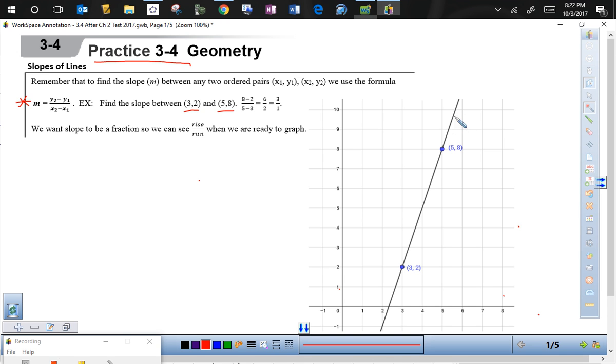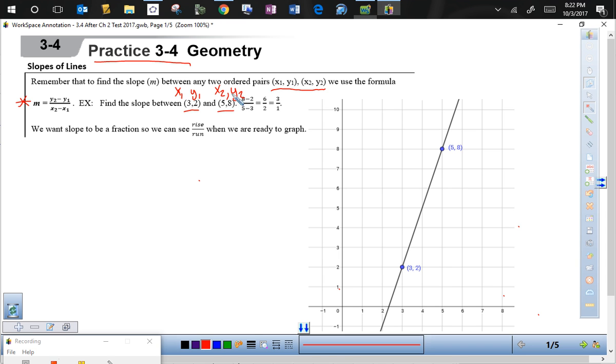If we're talking about this formula, the y2 and the y1, the x2 and x1, represent our two different ordered pairs. The first pair will get the subscript of the 1, the second pair the subscript of the 2. So (3, 2) we can call x1, y1, and our (5, 8) we can call x2, y2.